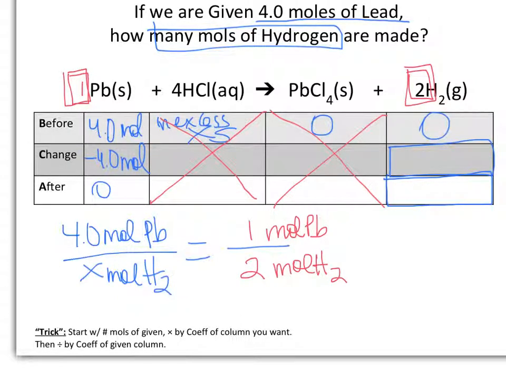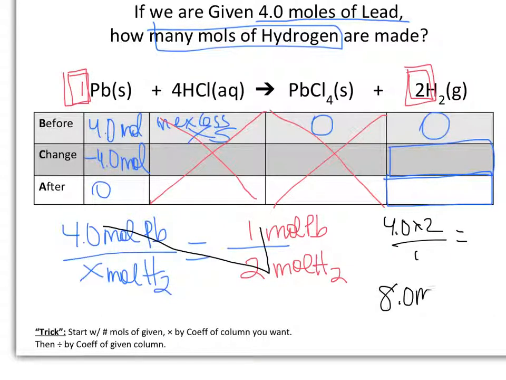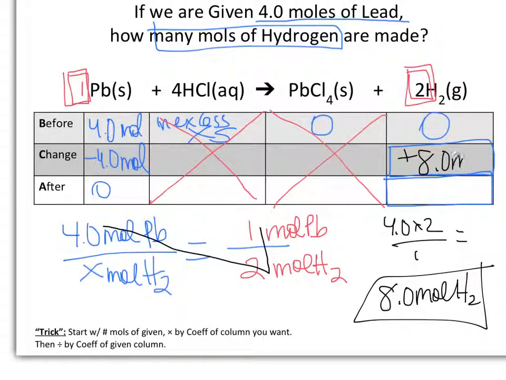Now from here, we're going to cross multiply, and the easiest way of doing that is we cross multiply this way and we divide this way. So we're going to do 4 times 2 divided by 1, so our answer is 8 moles of hydrogen. So it's 8 moles of hydrogen that we are going to make. And so right now we have our final answer, and we can go ahead and put a box around it because that is our final answer.